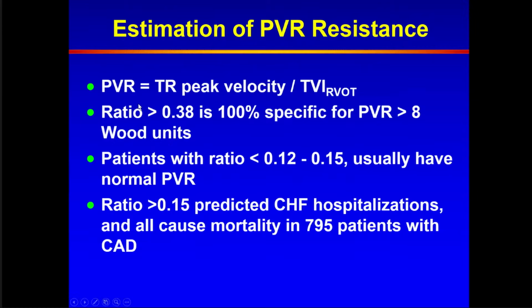A study was published a long time ago by Drs. Schiller, Lester, and Abbas that looked at estimation of pulmonary vascular resistance using the peak TR velocity as a surrogate of PA systolic pressure and the time velocity integral of flow through the RV outflow tract as a surrogate of flow.